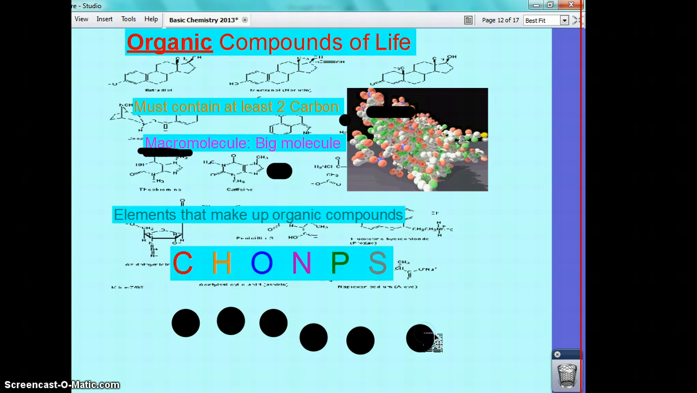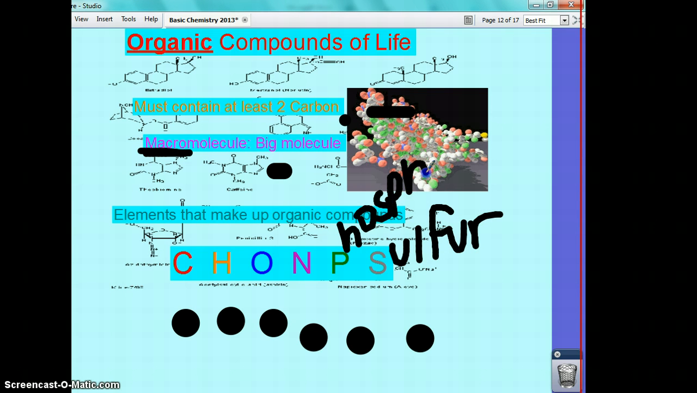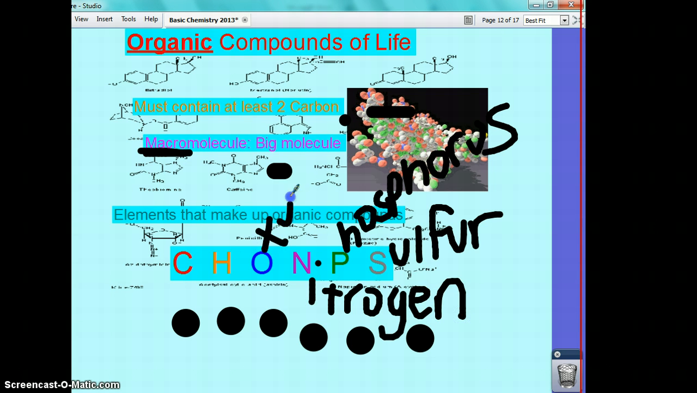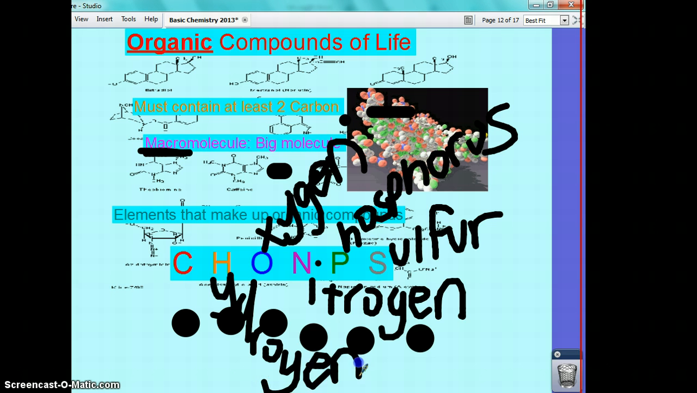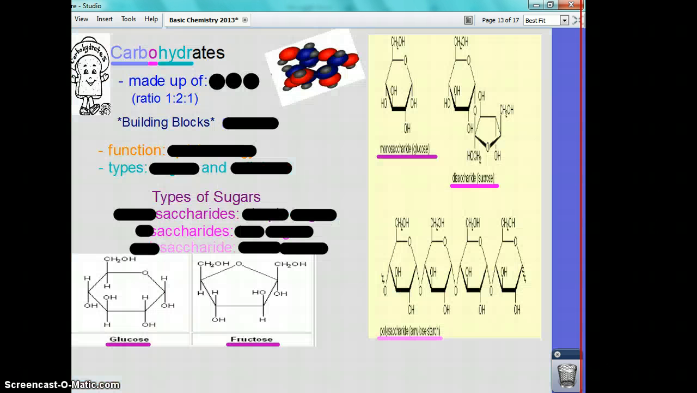Phosphorus. And what's this? Sulfur. I'll write them down for you because you have to know them. Sulfur. Phosphorus. Nitrogen. Oxygen. Hydrogen. And carbon. Look how I wrote the word carbohydrate. Okay, process that for a minute.